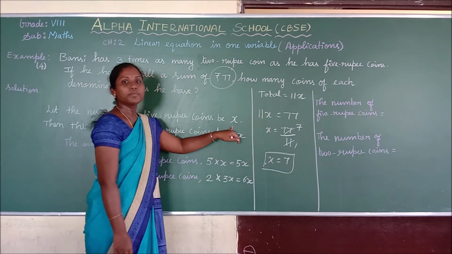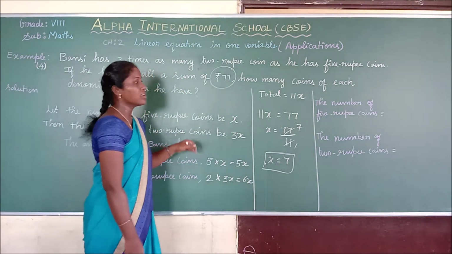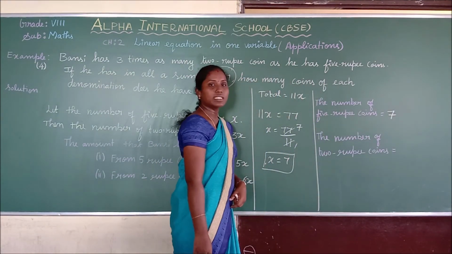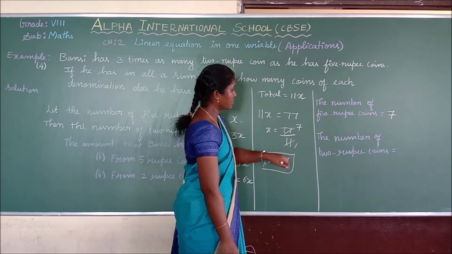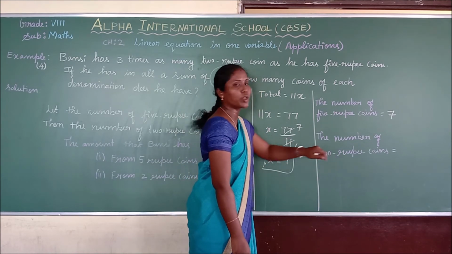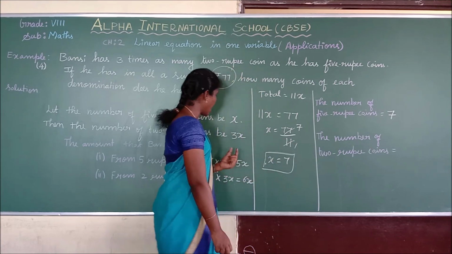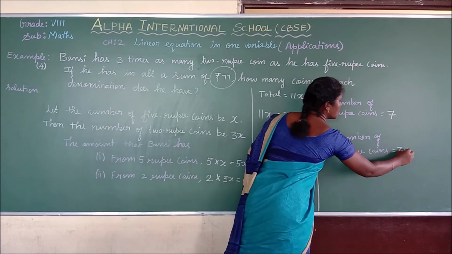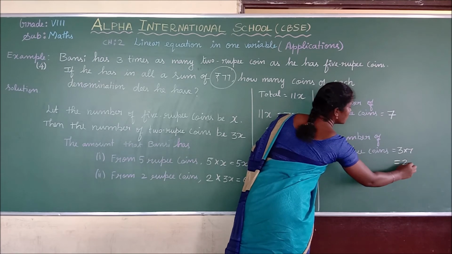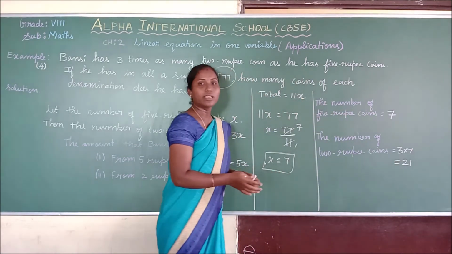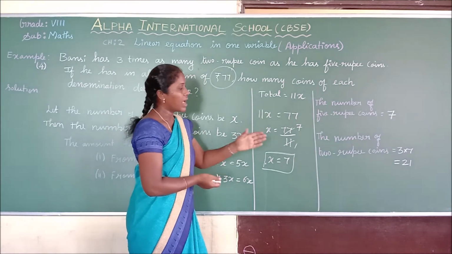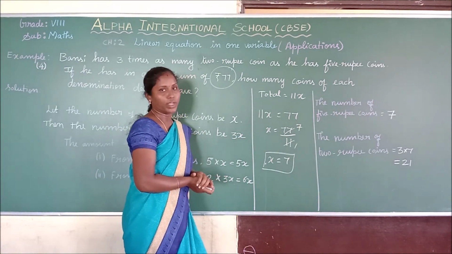What is x here? The number of 5 rupee coins. So the number of 5 rupee coins is equal to 7. Yes, and the number of 2 rupee coins, we have 3x. So 3 into 7 is equal to 21. So totally he has 7 5-rupee coins and 21 2-rupee coins.